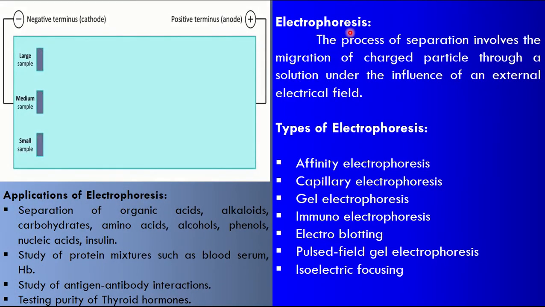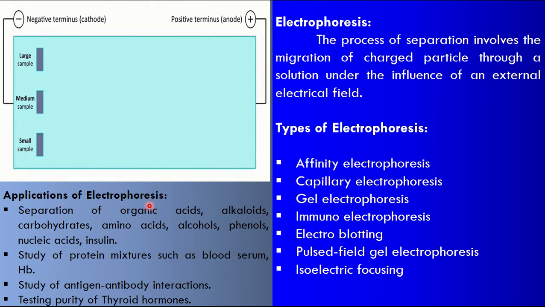Next process of separation is electrophoresis. Electrophoresis is a process of separation which involves the migration of charged particles through the solution under the influence of an external electrical field. Electrophoresis is also available in different types like affinity electrophoresis, capillary electrophoresis, which we previously discussed, and gel electrophoresis, immunoelectrophoresis, electroblotting, pulsed field gel electrophoresis, isoelectric focusing.